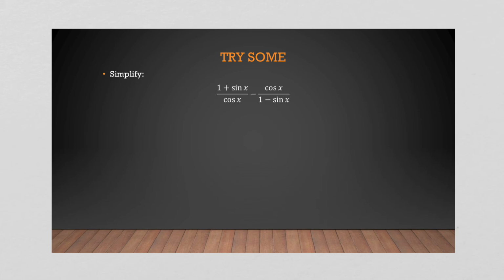Another one. So again, common denominator. When we're adding and subtracting, it's helpful to get a common denominator. So what do we need this time? Well, on this side, I need a 1 minus sine x, so top and bottom. And on this side, I need a cos x, top and bottom. So we'll FOIL the top here as well. That's going to give us 1 minus sine squared x, and then minus cos squared x, all over cos x times 1 minus sine x.